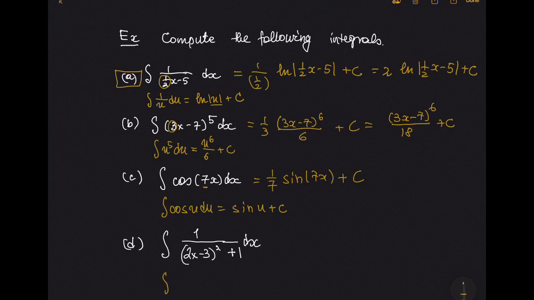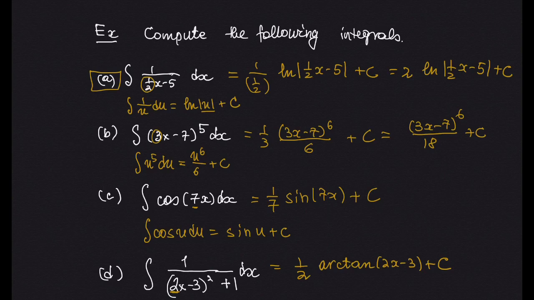Now, here we have an integral. So if we had 1 over u squared plus 1 du, that would have been arctangent of u plus a constant. However, instead of u, we have 2x minus 3. So we're going to get 1/2 arctangent of 2x minus 3 plus a constant. All right, I hope that these several examples were helpful for us to learn how to compute integrals quickly.